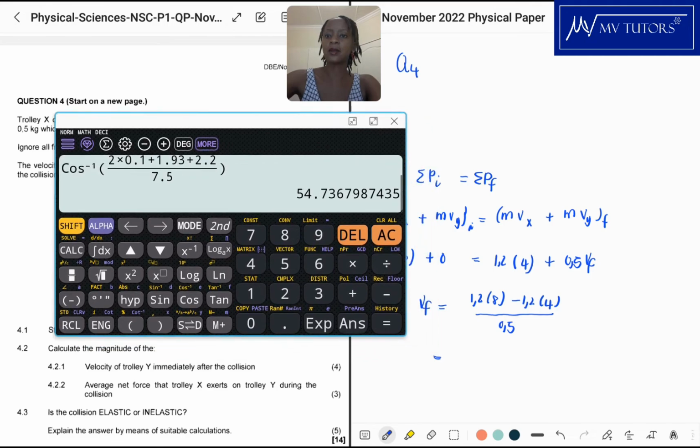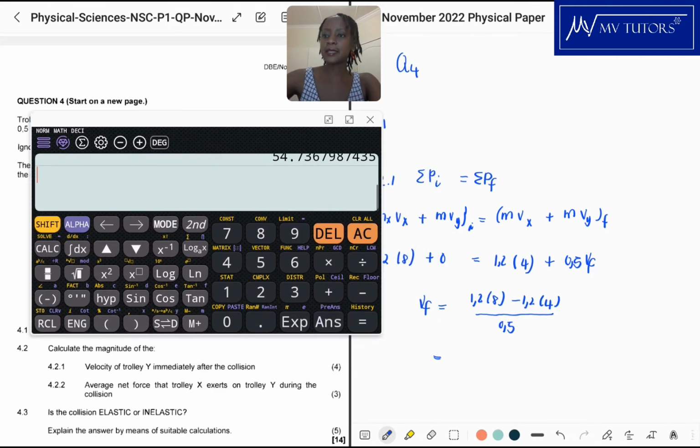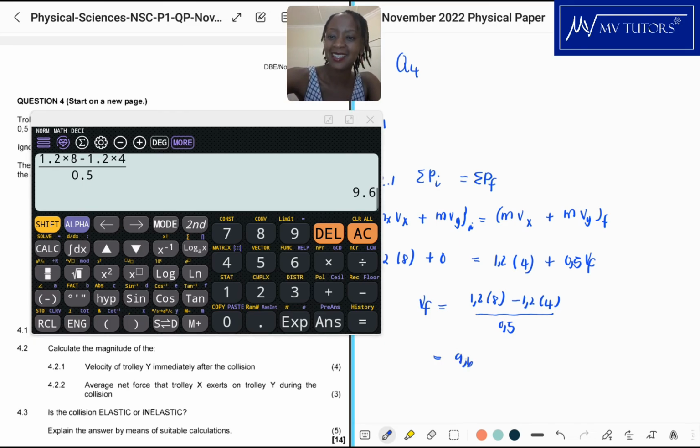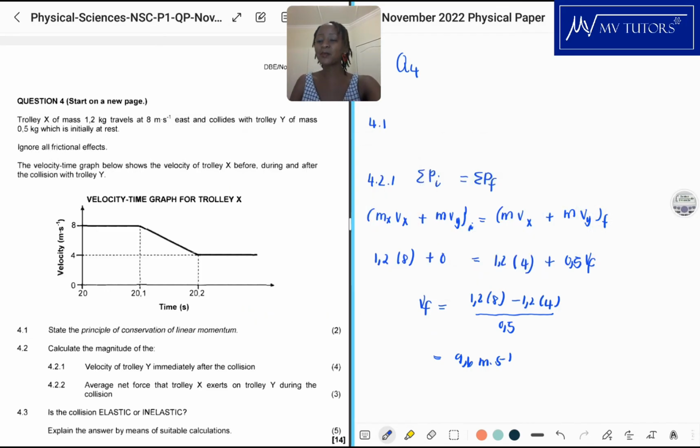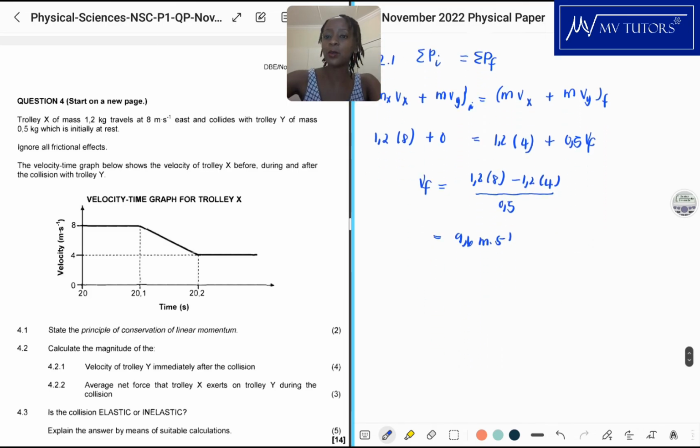So let's take out our calculator and simply put in 1,2 times 8 minus 1,2 times 4, divided by 0,5, and the answer is equal to 9,6. Okay, 9,6 meters per second. Oh my word, so it went from 0 to 9,6. My goodness. Okay, and then 4.2.2.